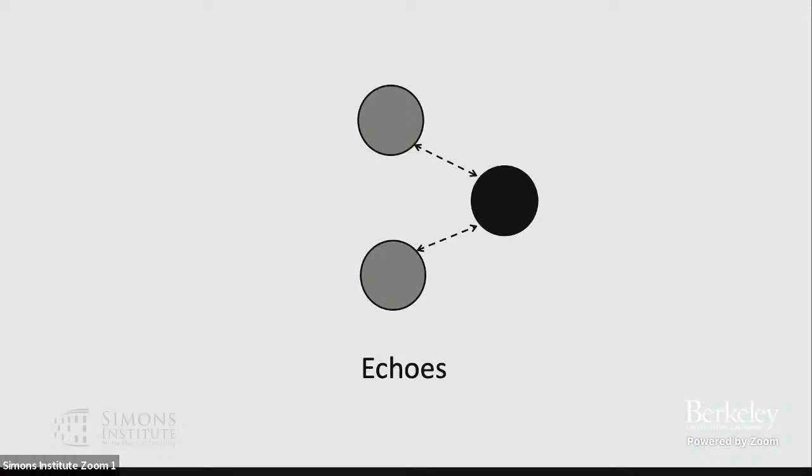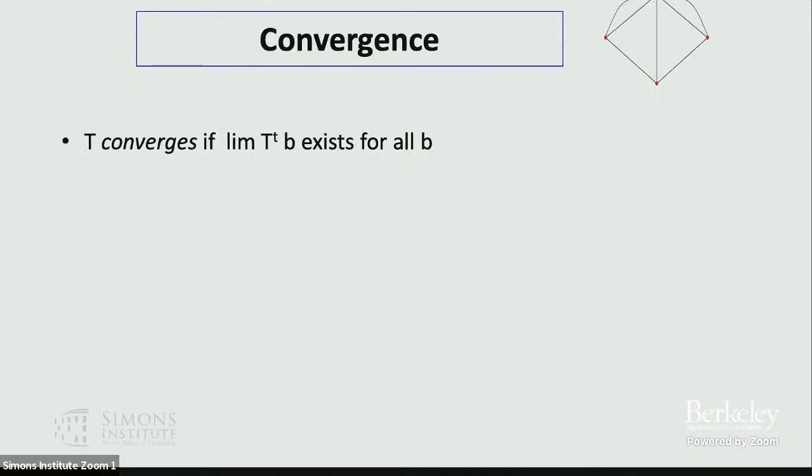Another feature of this model is echoes, right? These people are now influenced by this person, and then they're influencing back. So my belief influences other people and then comes back to me. So there are these different forces which tend to be there in at least some parts of the literature. Okay. So let's say that T converges if the limit of T to the t times some initial belief vector exists for all beliefs.